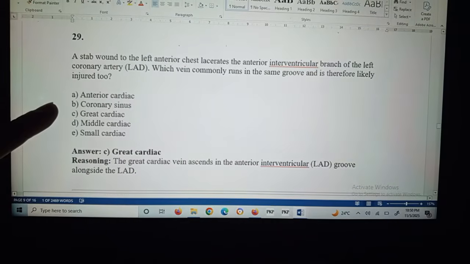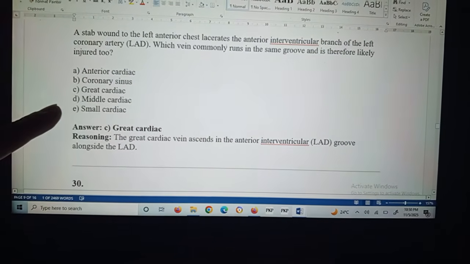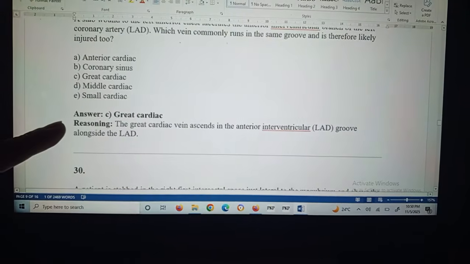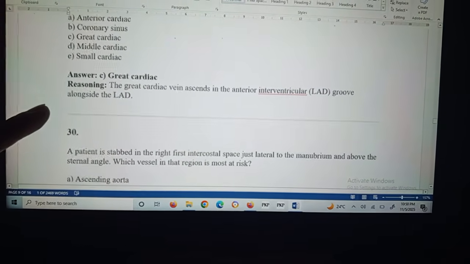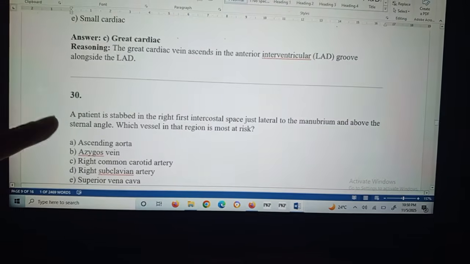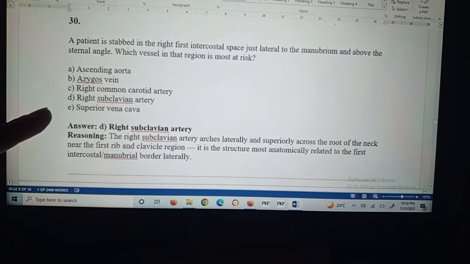A stab wound to the left anterior chest lacerates the anterior interventricular branch of the left coronary artery. Which vein commonly runs in the same groove and is therefore likely injured too? Great cardiac vein. Great cardiac vein ascends in the anterior interventricular groove alongside the LAD, left anterior descending artery.